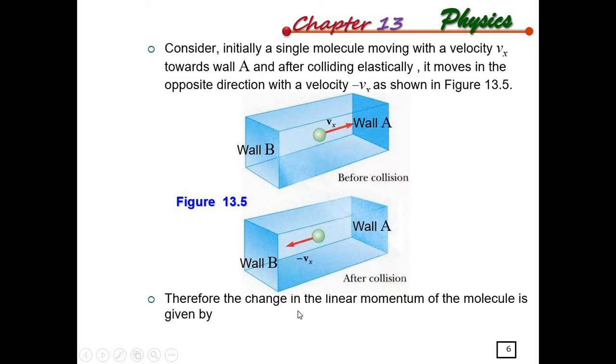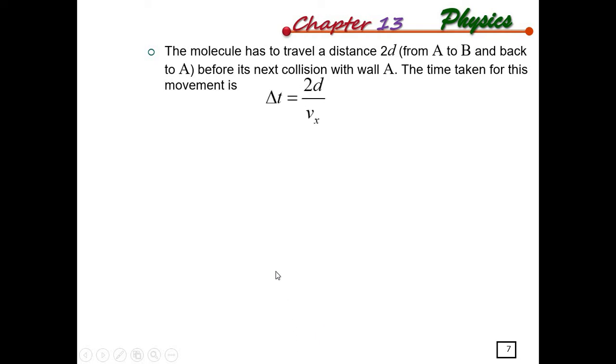Therefore, the change in the linear momentum of the molecule is given by the equation delta px equals minus mvx minus (mvx). That means the change of linear momentum equals 2 times m times vx. The minus sign here indicates the opposite direction. That means the molecule has to travel a distance of 2d from A to B and back again before it collides with wall A again. The time taken for this movement is given by delta t equals 2d over vx, where vx is the velocity along the x direction.